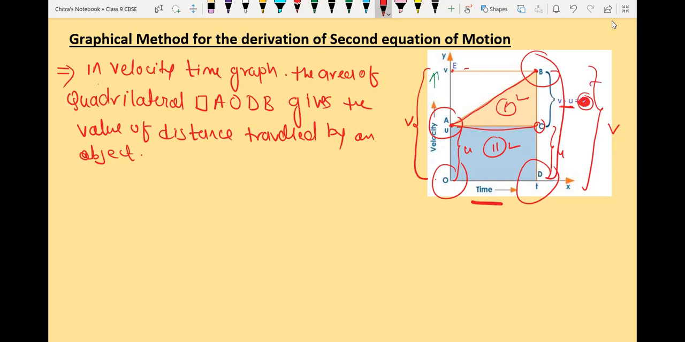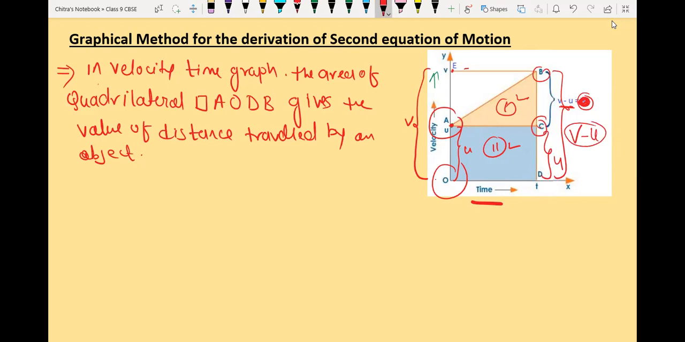So beta, let me erase that. See, this distance is v and this distance is u. If you want to measure the distance BC, you have to subtract u from v, so v minus u. And in the first equation of motion we derived that v equals u plus at. If I transfer that u to the other side, it will come in negative form. So v minus u equals at, like this. Okay, sir. Got it.